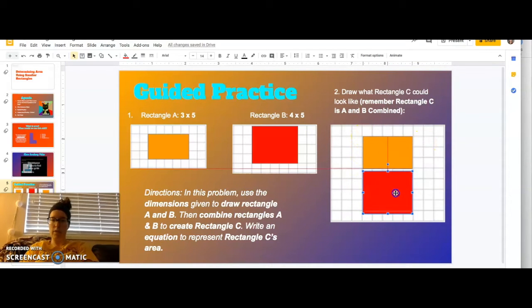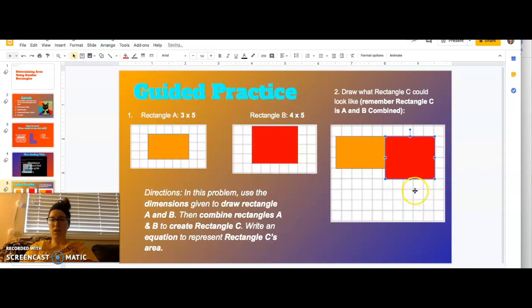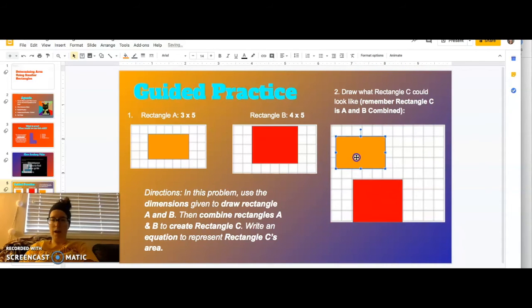So I'm going to line them up this way, but it wouldn't necessarily matter if I wanted to do it this way. That would be fine too, because I am finding the area of each of these rectangles separately and then putting them together to find the total area. So it doesn't necessarily matter. It's not like I'm changing the length or the width or anything by moving them around on my grid. I just have to make sure that they are next to each other, right?